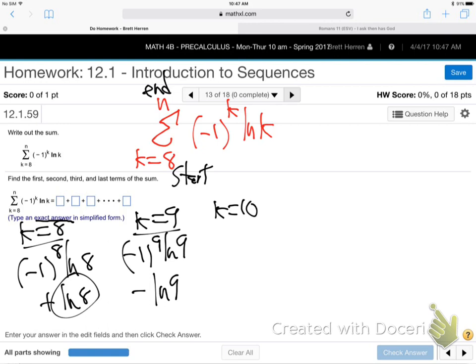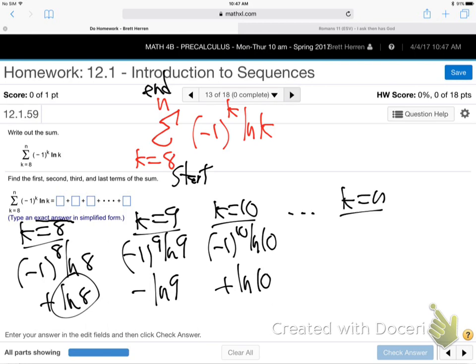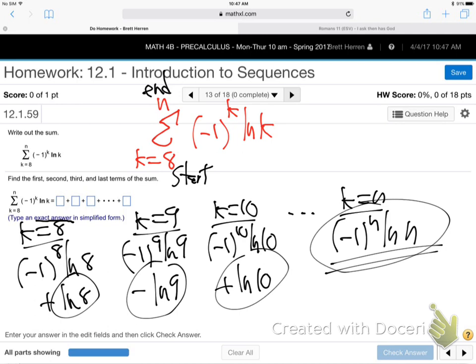K is 10, is negative 1 to the 10th, ln 10, so that's going to be positive ln 10. The last one is k is n. Plug in n. Negative 1 to the n, ln n. That's the last one. So first, second, third, and last. Is that good on that? How are we doing? Questions?